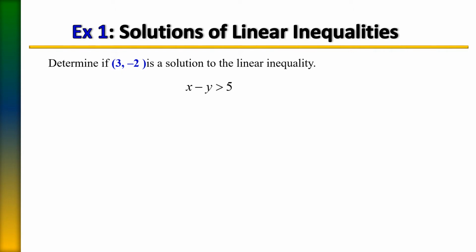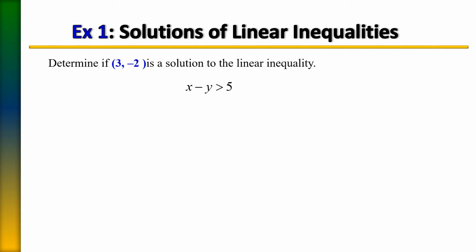So all you have to do to determine whether the ordered pair is a solution is plug it into the equation. If when you plug it into the equation and do the math, you have a result of a true statement, then it is a solution. If, however, you are left with a false statement, then it is not a solution to the linear inequality.